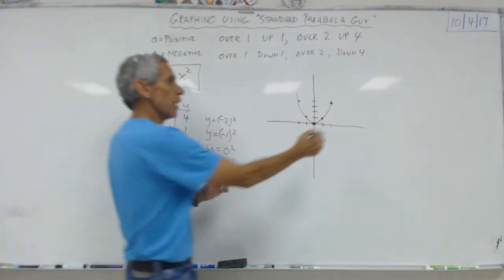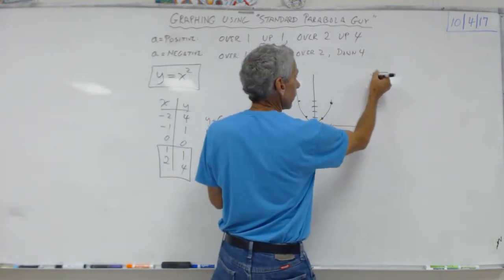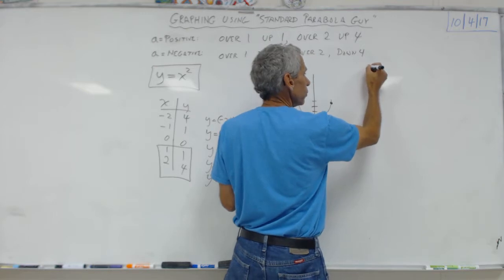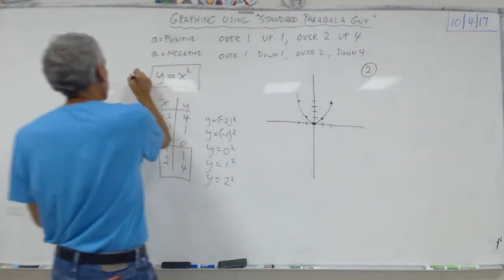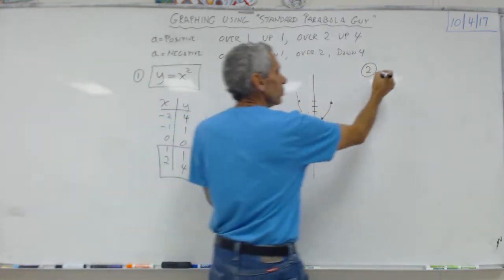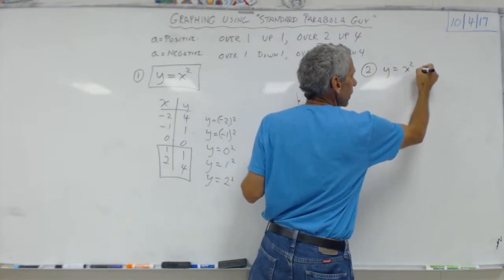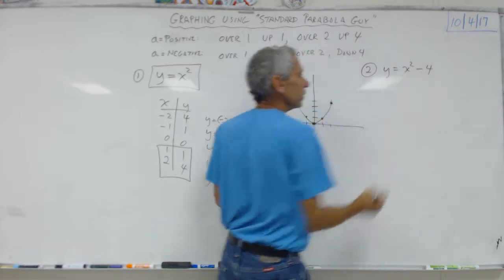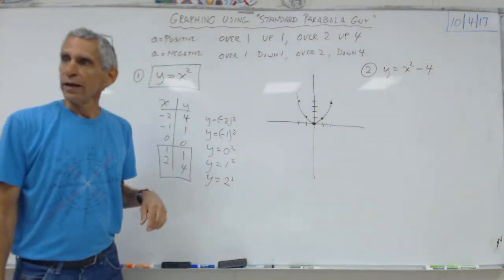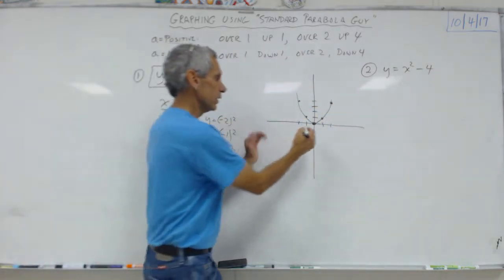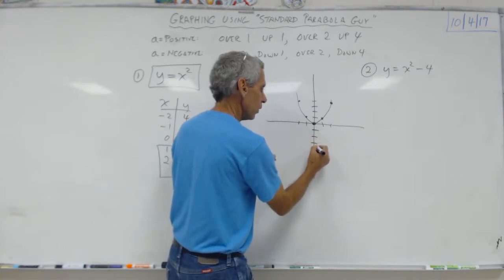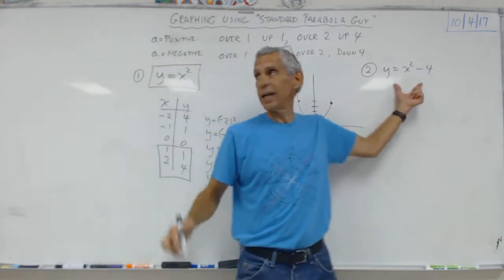So easy. Now watch. What if I gave you this equation? This is number 2. That was number 1. Standard parabola guide was number 1. Number 2, y is equal to x squared minus 4. Y is equal to x squared minus 4. Look what this is. What is my C? What's the only thing that's changed between this and this?